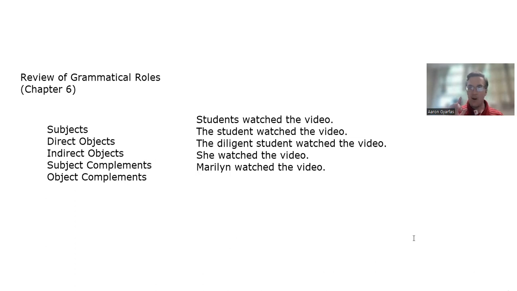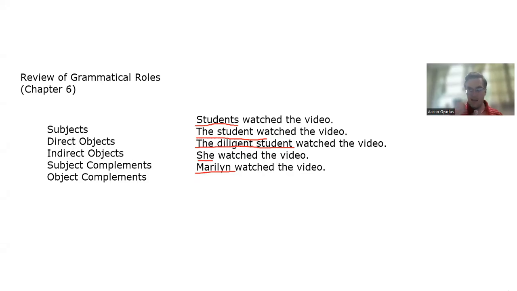And we can have one single noun, students, like a plural noun, maybe, right? If it's a singular noun, we might have a determiner, the student. We might add an adjective before the noun, the diligent student. The subject could be a pronoun like she, he, they, right? Or it could be a proper noun like Marilyn or Jason. Okay? So these are all different possibilities, but you'll notice that each one of these is a noun phrase.